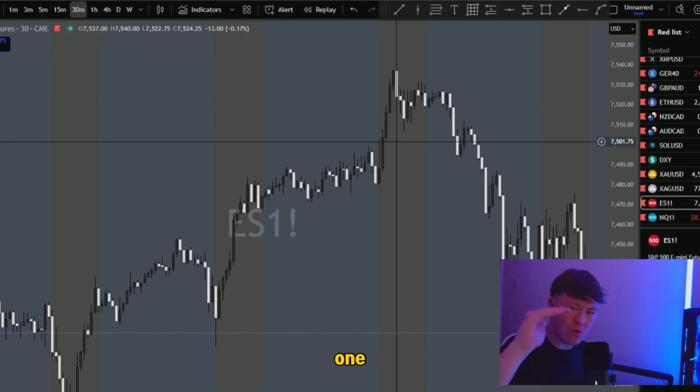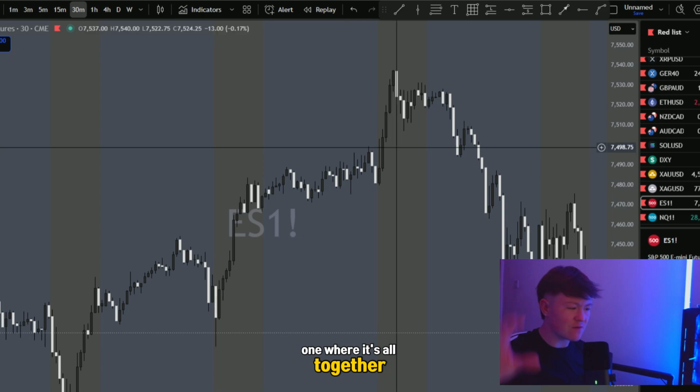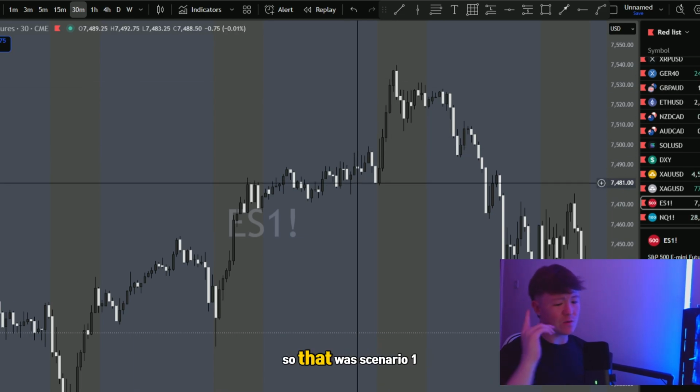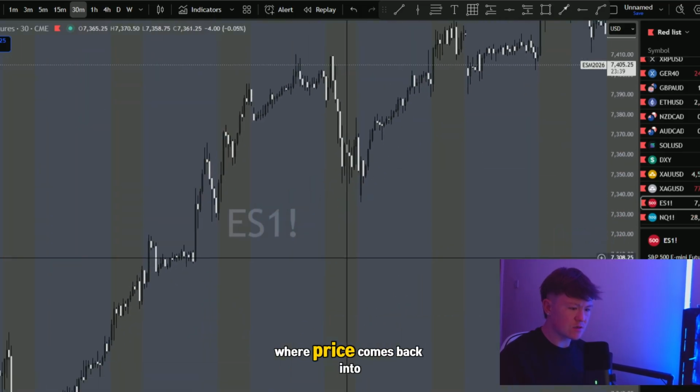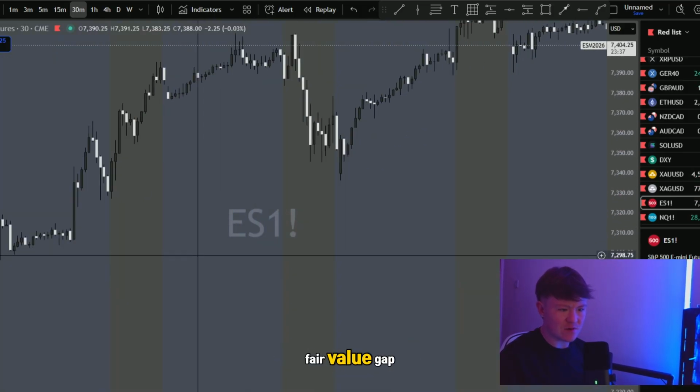It's all going to make sense. Just watch these one by one, and then on the end one where it's all together, it's all going to make sense. So that was scenario 1. Let's find another scenario where price comes back into a fair value gap.